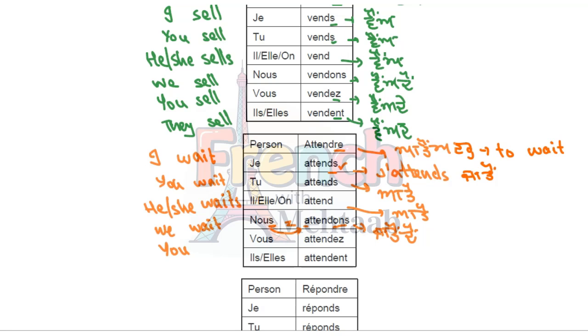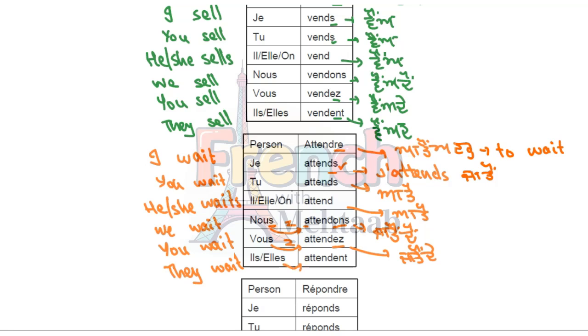If you want to say that you wait in the formal way, then again S and A together would be pronounced as Z, and instead of using RE at the end, we would use EZ for the conjugation. It would become attendez. Vous attendez. Okay, vous attendez.